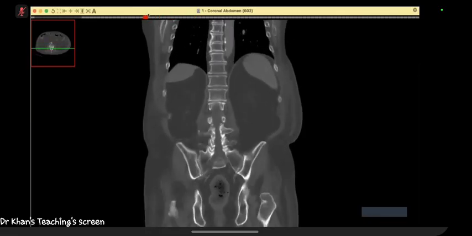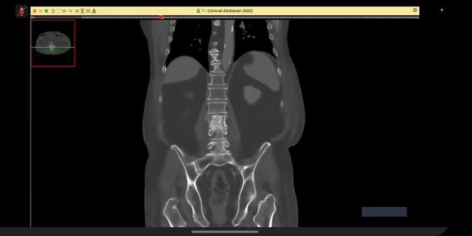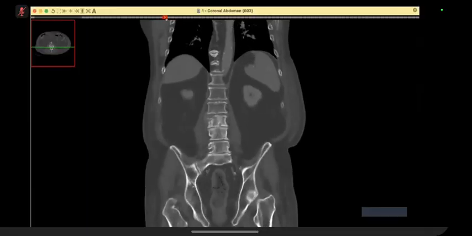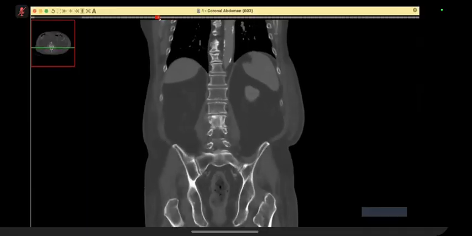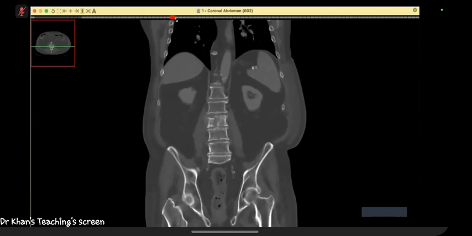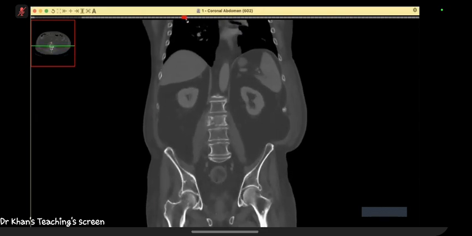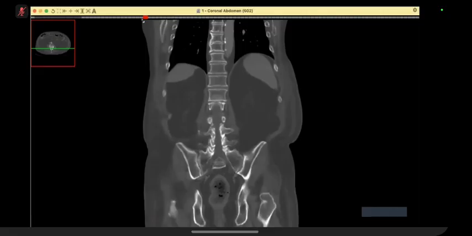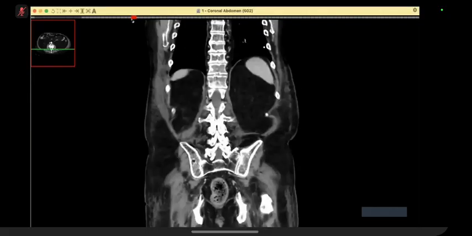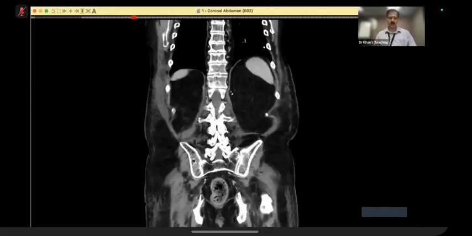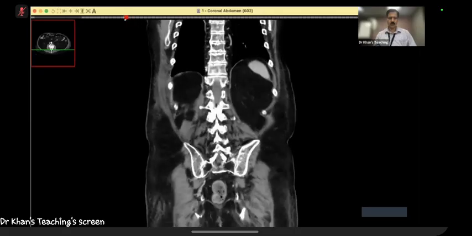Yes, there are lytic and sclerotic changes noted in the L3 vertebra with partial collapse of that vertebra. The hip bones appear normal. I've given you once again bone window. Sorry, soft tissue window.